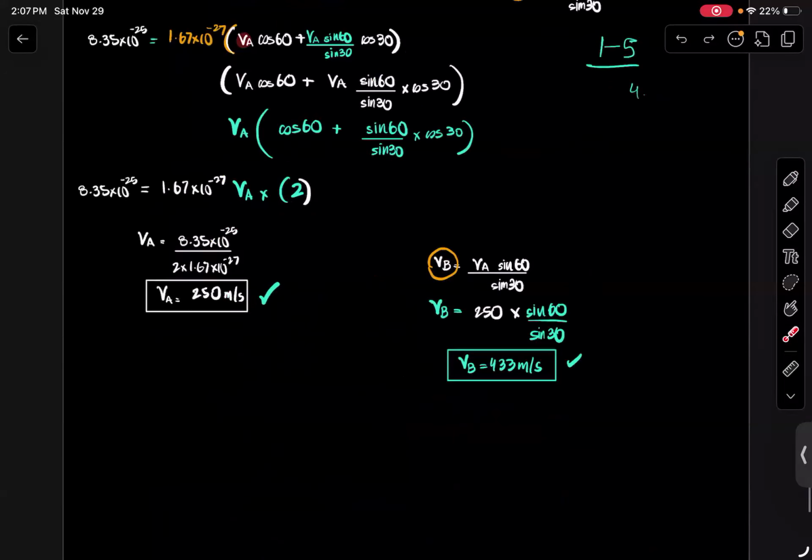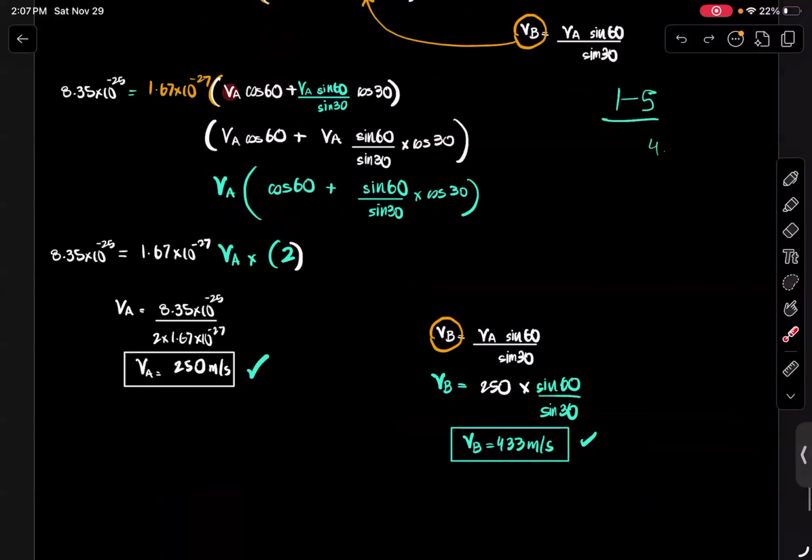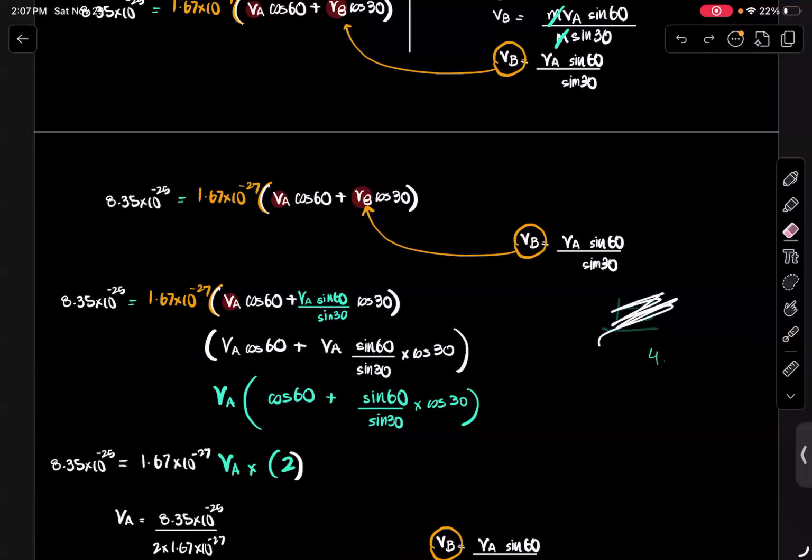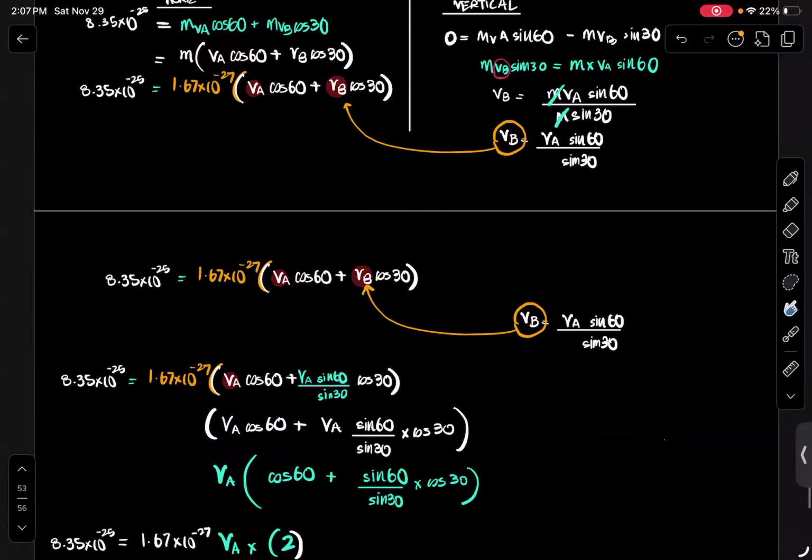So all of this after this point was just solving the mathematical equation and then eliminating a variable, kind of like solving simultaneous equations where you try to eliminate a variable. Okay, so that's how you do this question.